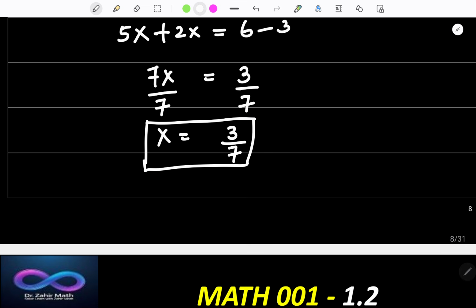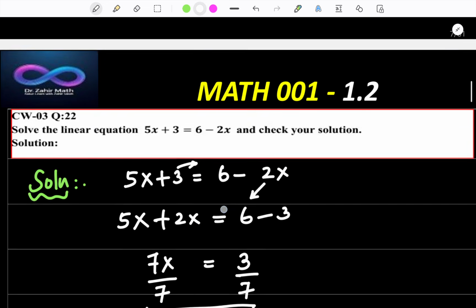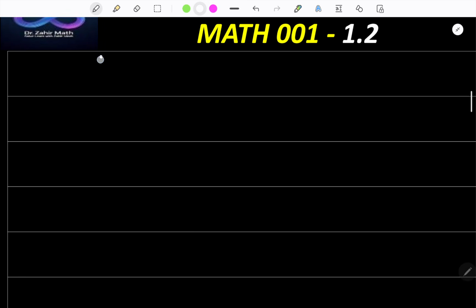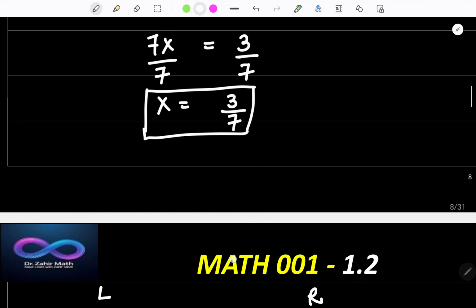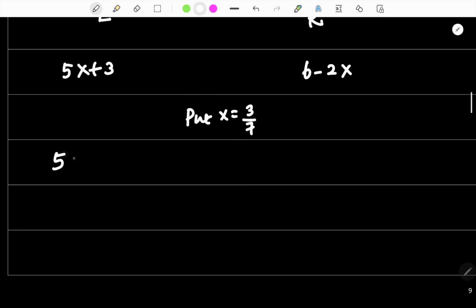Okay, got it. Now you want to check whether this solution is correct or not, right? So what is on the left side? What is the question number? Question number is what? 22, right? That is classwork number 3. So the left side is equal to 5x plus 3 and the right side is equal to 6 minus 2x. What answer you are going to put it? X equals what? 3 by 7. So put x is equal to 3 by 7 on both sides. So 5 times 3 by 7 plus 3 and 6 minus 2 times 3 by 7.